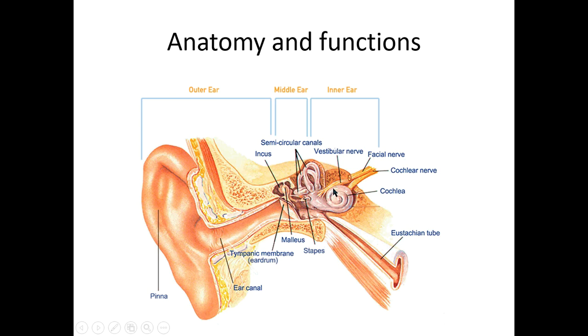In the inner ear, we have your cochlea, vestibular, and your semicircular canals, also known as your semicircular ducts. The cochlea is responsible for the sense of hearing, whereas your semicircular canals receive information on the rotation of your head. The vestibular cochlear complex functions together to provide sensation of equilibrium.